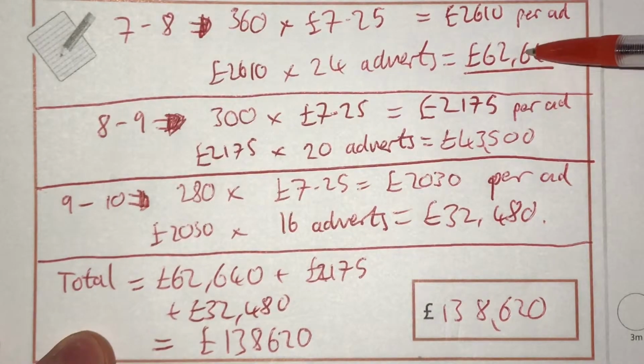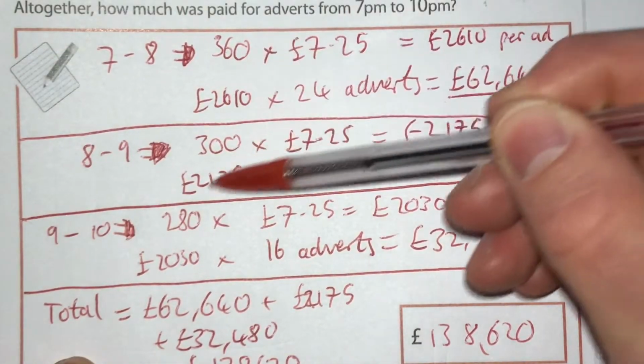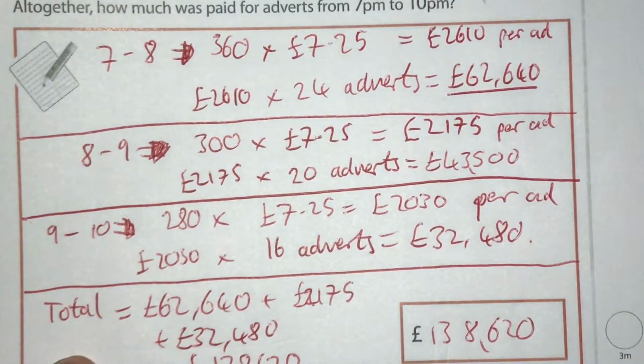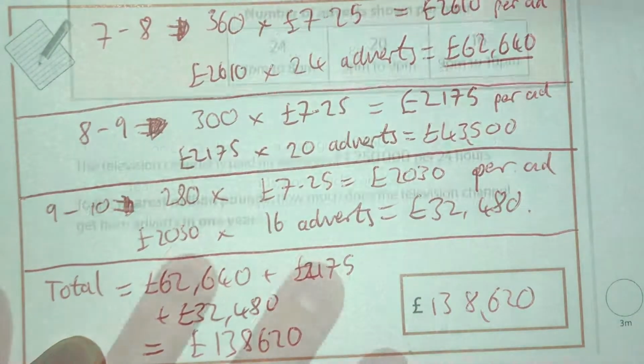So for 2 marks, it would be attempting to multiply the number of people by £7.25. Your second mark then is for having these answers. Your third mark for final answer.